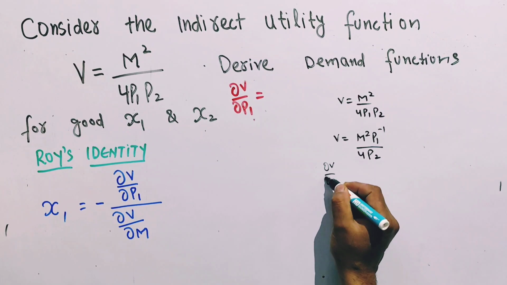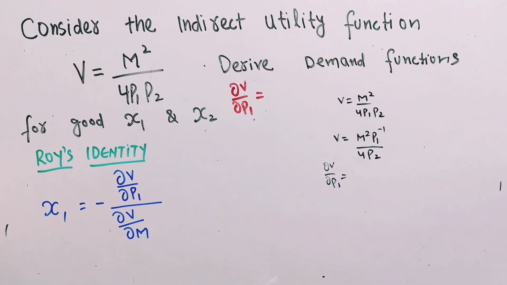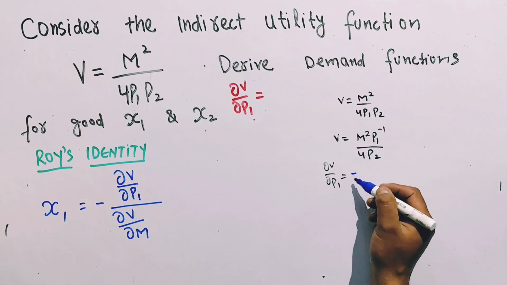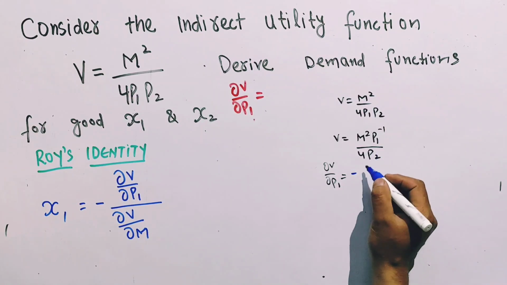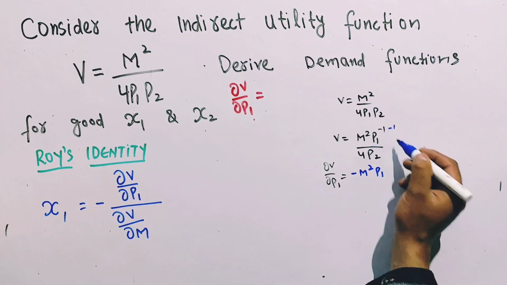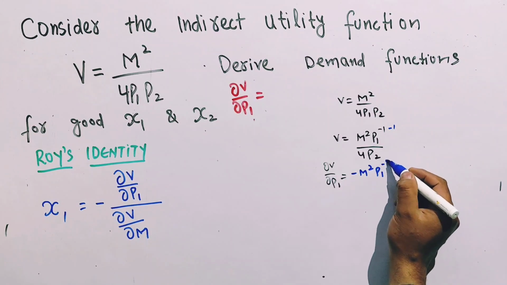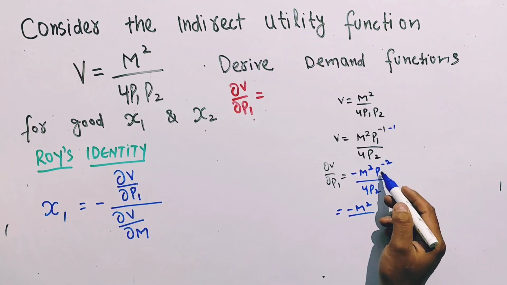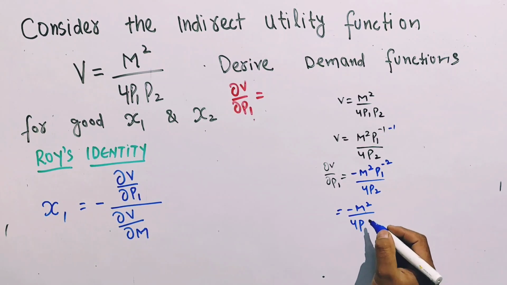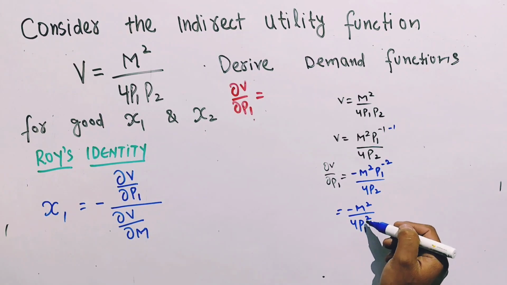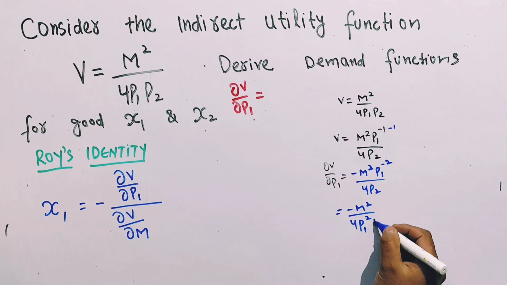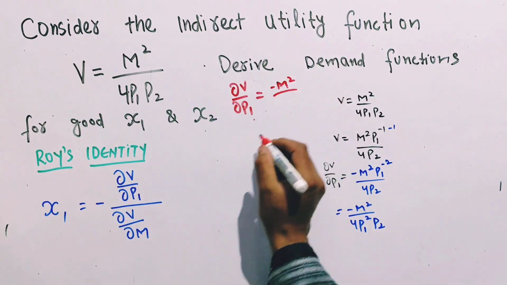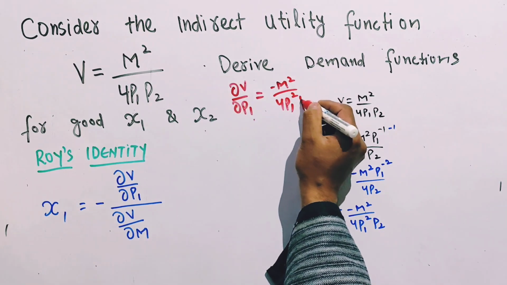Then dV upon dP1 means I can take the partial here. Using the power function rule, the derivative of P1 raised to the power minus 1 will be, minus 1 becomes the coefficient first, so we get minus. Then we have M squared P1, and the exponent is reduced by 1, so it becomes minus 2, divided by 4 P2. So it becomes minus M squared divided by, if I transpose P1 raised to the power minus 2 to the denominator, we again get P1 squared, but the exponent changes: minus 2 becomes plus 2. Then we have P2. This is the derivative dV upon dP1, that is, minus M squared divided by 4 P1 squared P2.